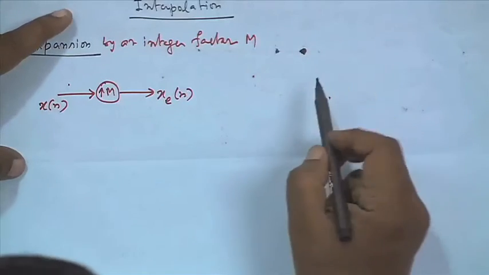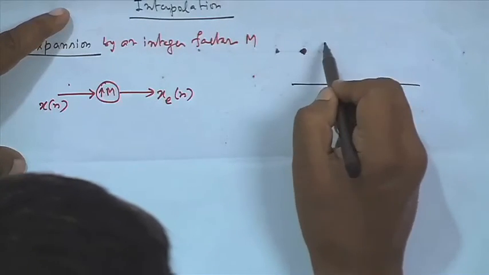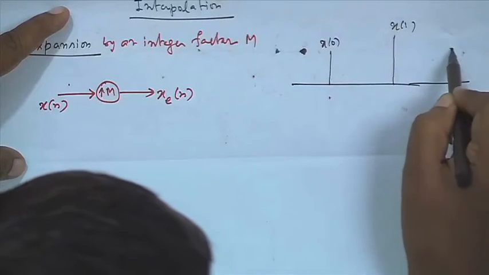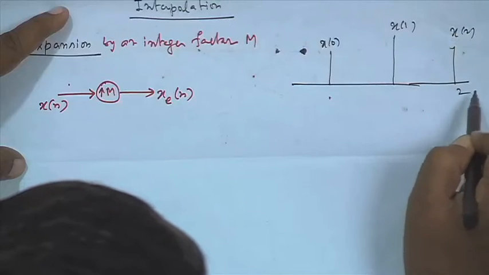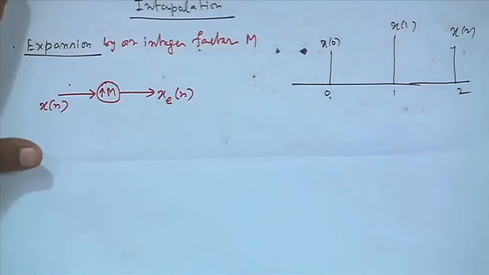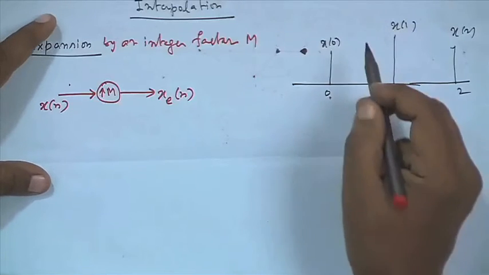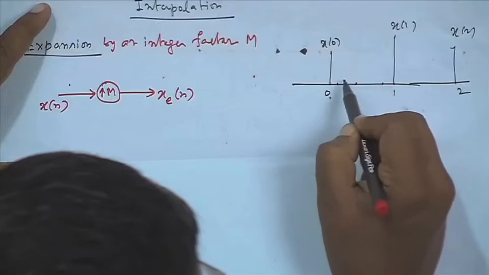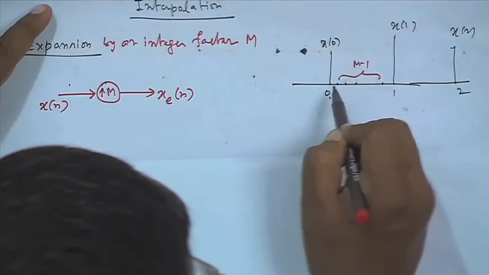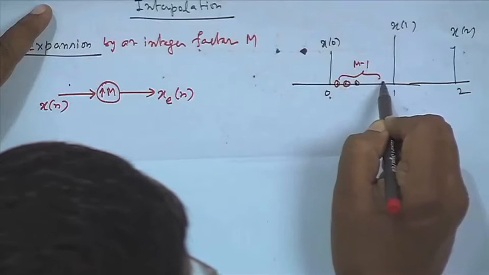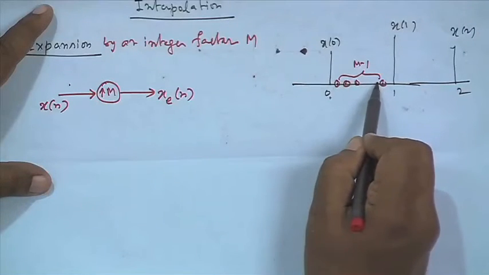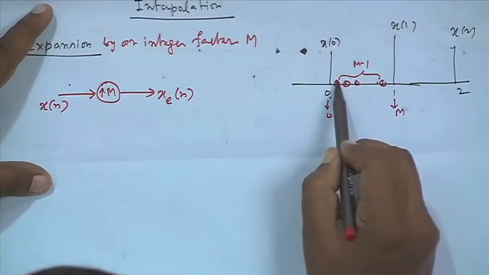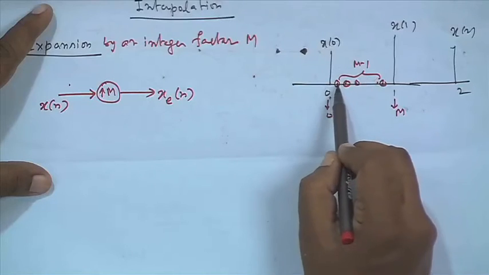It is a very simple thing. Suppose originally I had x0, the 0th sample, x1 the first sample, x2 the second sample. Now I create some intermediate points, m minus 1 points, and I put 0 here. So, m minus 1 points. If this is the 0th sample, this will now become the mth, because m minus 1 points are already in between: 0 and then 1, 2, 3 up to m minus 1.